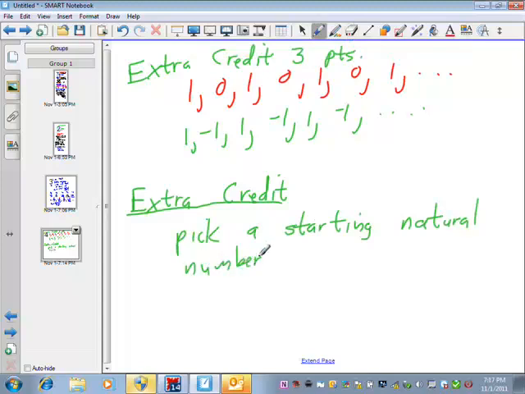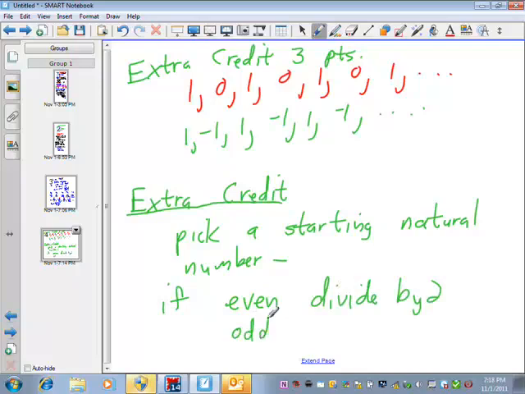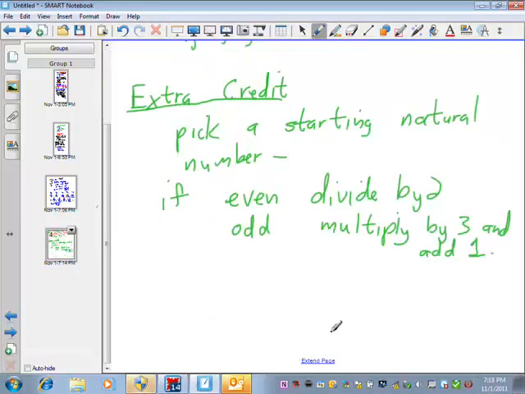Every natural number is either even or odd. If it's even, divide by 2. If it's odd, multiply by 3 and add 1. That's what I want you to do.